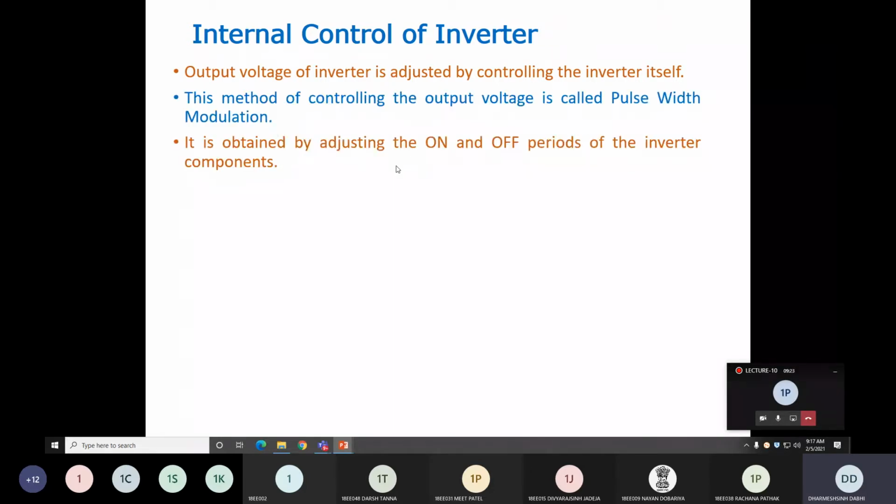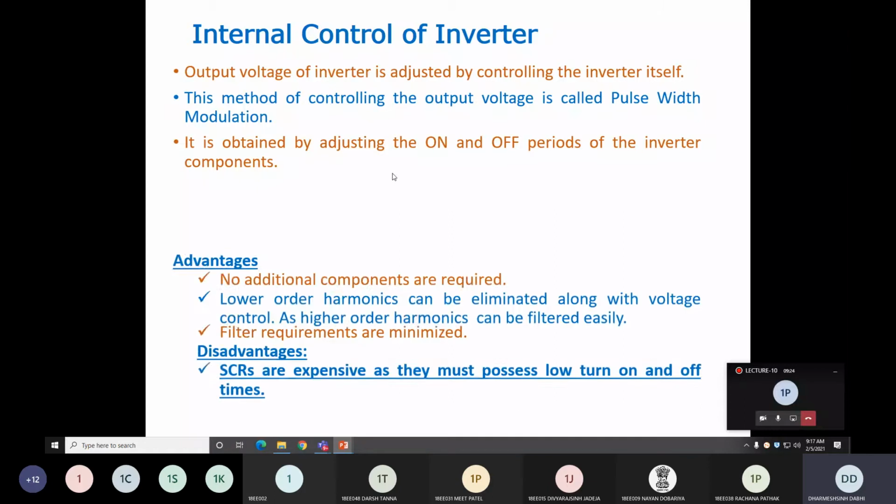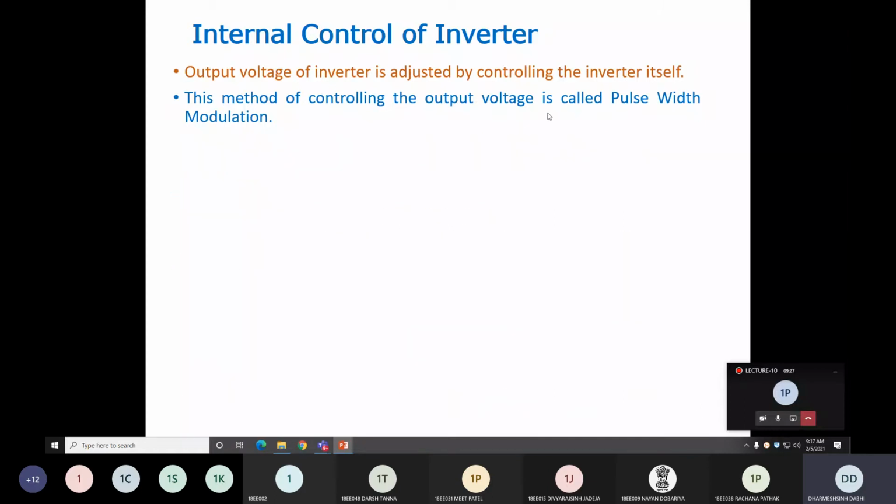So let's see what the method is. In this method, we control the output voltage, and this method is called the pulse width modulation technique. There are different PWM techniques. We will see how we can achieve it by adjusting the on and off time of the switches. By the on and off control of the inverter switches, we can adjust the output voltage.